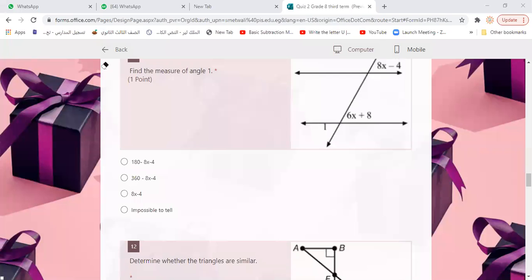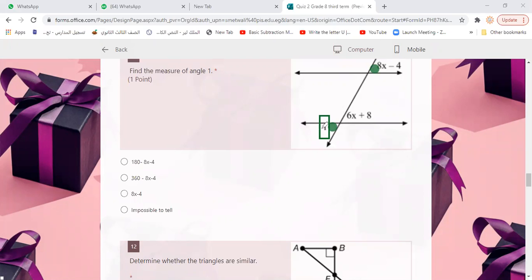In this question, find the measure of angle 1. So where can we find the measure of angle 1? It will be 180 minus 8x minus 4, or 8x minus 4. If you look at the angle which he gave to us and the angle which he's looking for, angle 1, what is the relation between angle 1 and the angle which he gave to us?